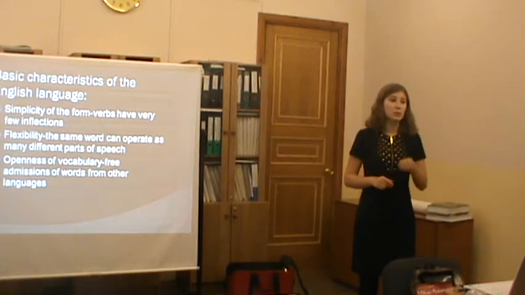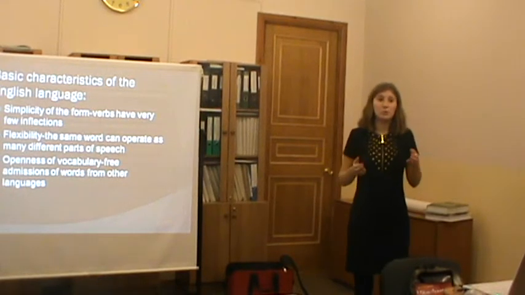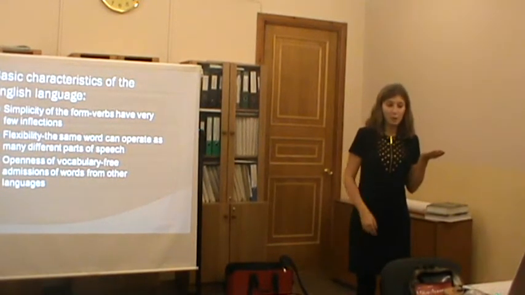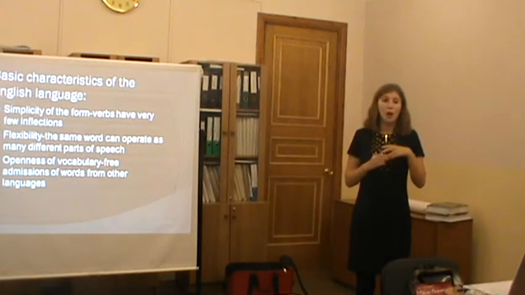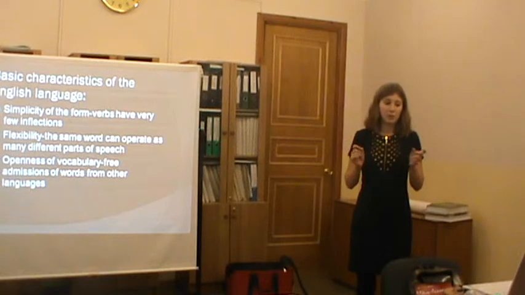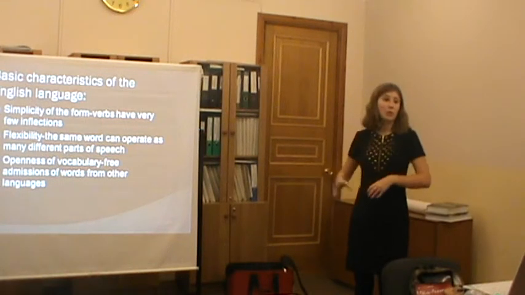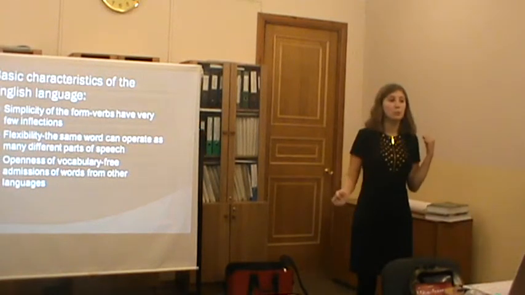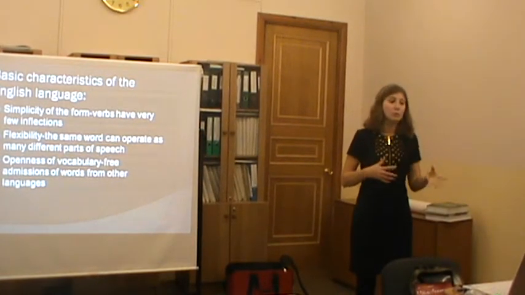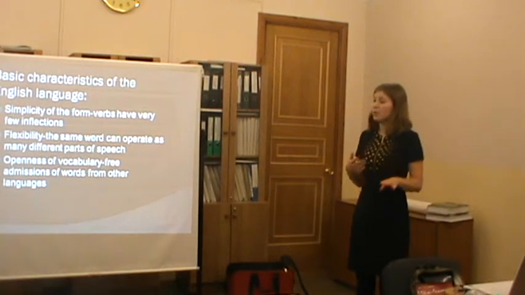Also, there's the flexibility of the English language. For example, you can say spring as a noun, and spring day, which would mean весна, весенний день. In Russian, the noun, the adjective and all the different parts of speech change, but in English it will be all the same. Also, English has a big openness of vocabulary. It always borrows lots of different words from different countries and nations, from German, Russian, Spanish, French.